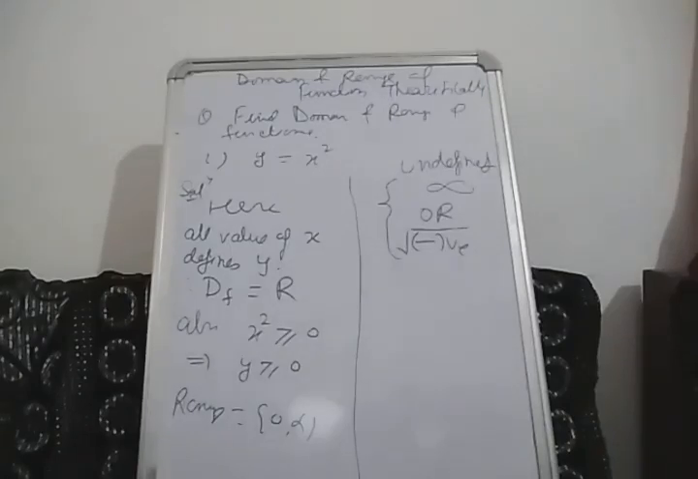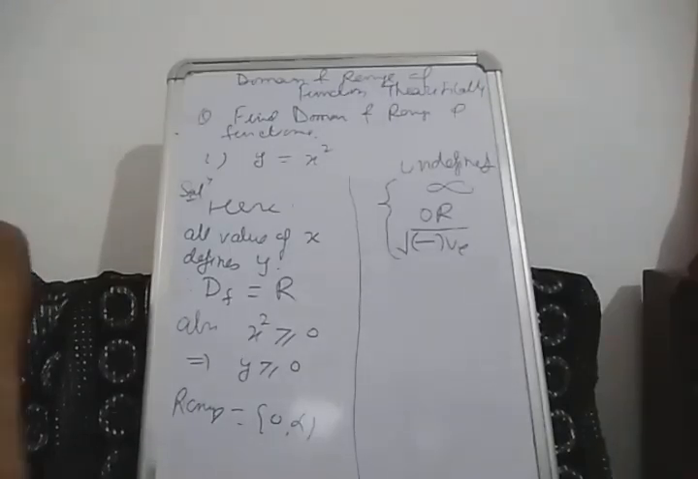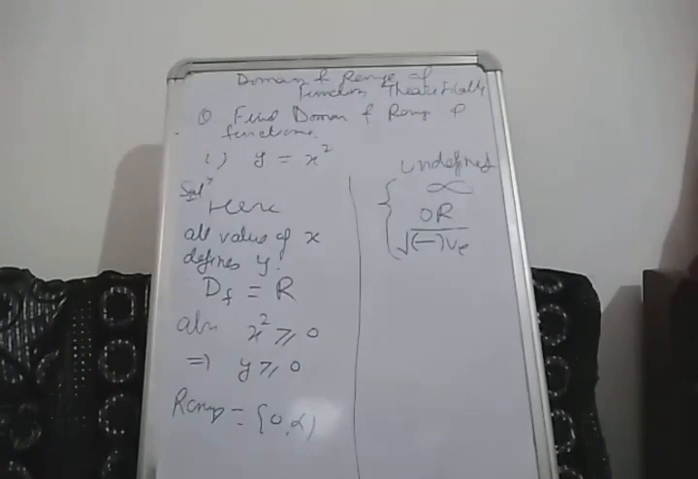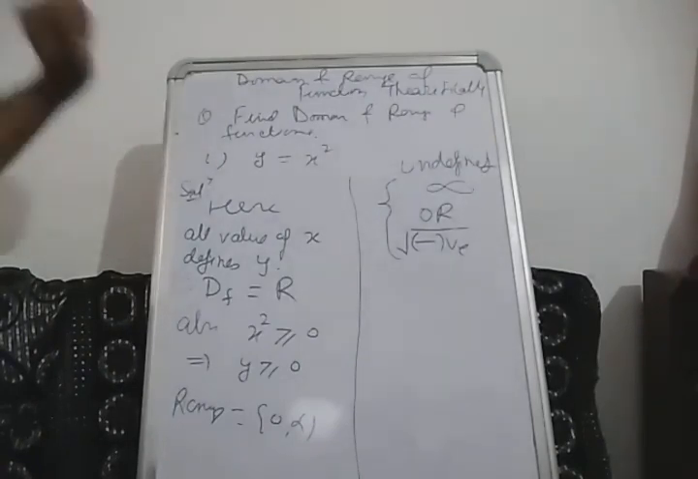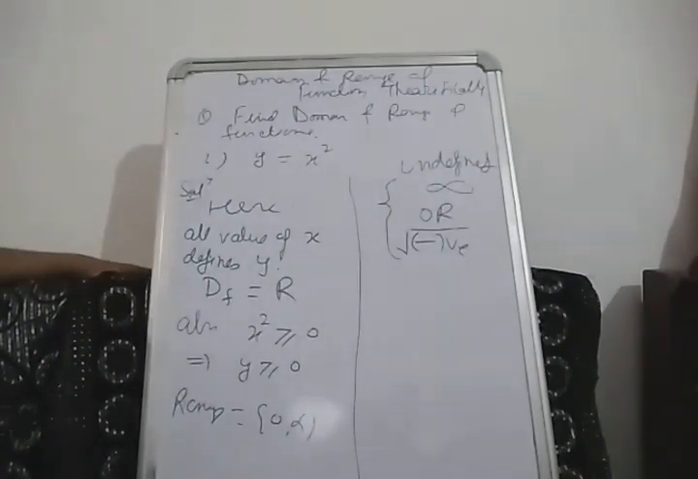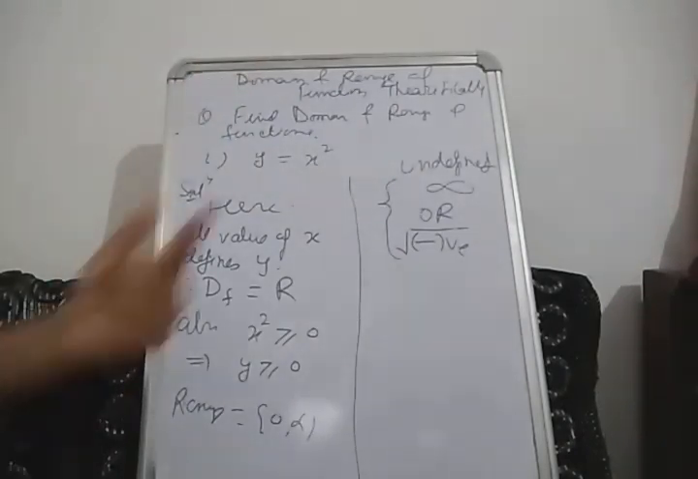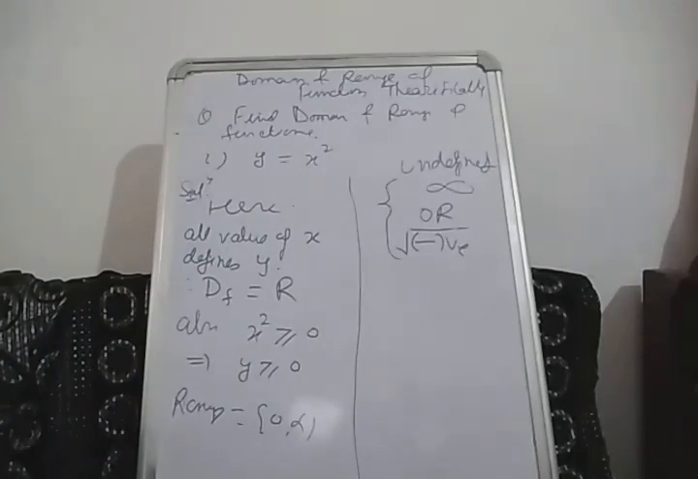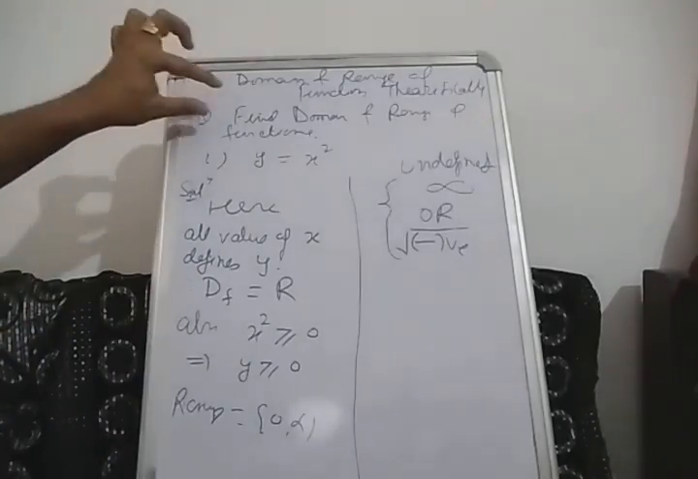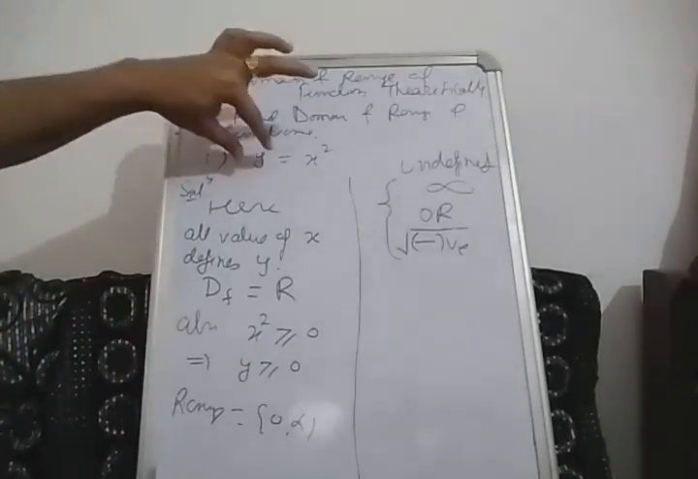Hello children, today we will discuss functions and the domain and range of a function theoretically. In the previous video we proved it graphically; here we will prove it theoretically, and this is more important than the graphical representation. The question is: find the domain and range of the function y equals x squared.